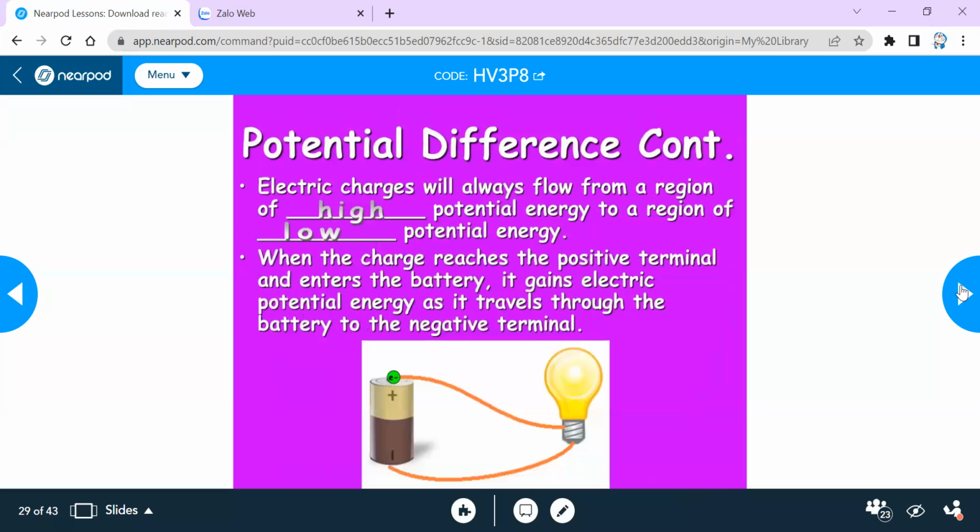All right. So students, always remember this statement. Electric charges will always flow from a region of high potential energy to a region of low potential energy. All right. When the charges reach the positive terminal and enter the battery, it gains electric potential energy as it travels through the battery to the negative terminal.